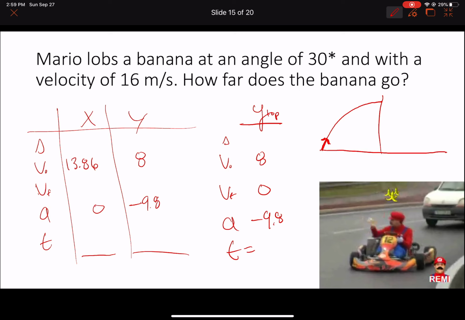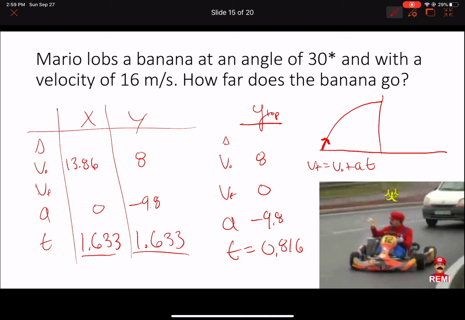Now we know that Vf equals V naught plus AT, and this can be solved. -8 divided by -9.8 gives us a time of 0.816. And we know that's the time to the top, which means the total time is 2 times that, which is 1.633.